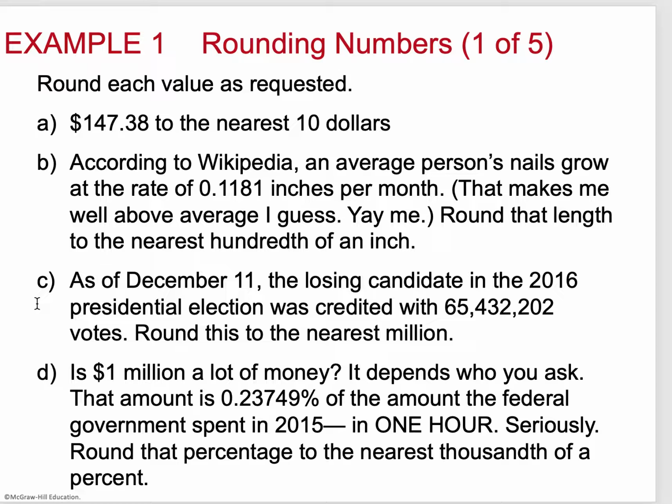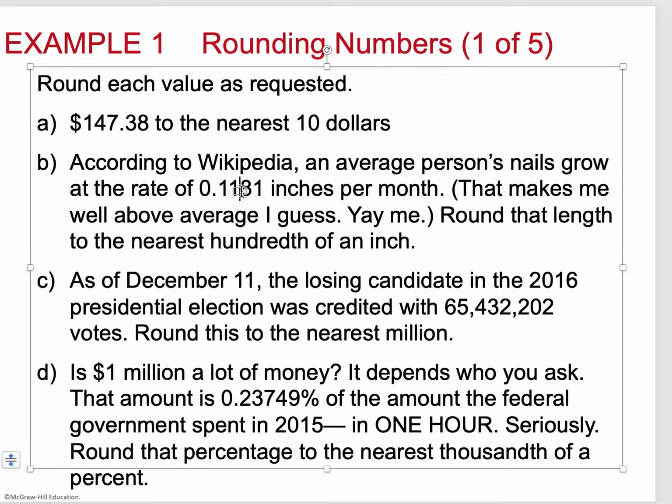According to Wikipedia, people's nails grow at 0.1181 inches. So that's above average. I'm going to round that to the nearest hundredth, which is behind the decimal. So I have the tenths place and the hundredths place, which is a 1. And as I'm rounding that 1, I'm going to look at the number behind it. Is 8 5 or greater? And the answer is yes. So that would be 0.12.